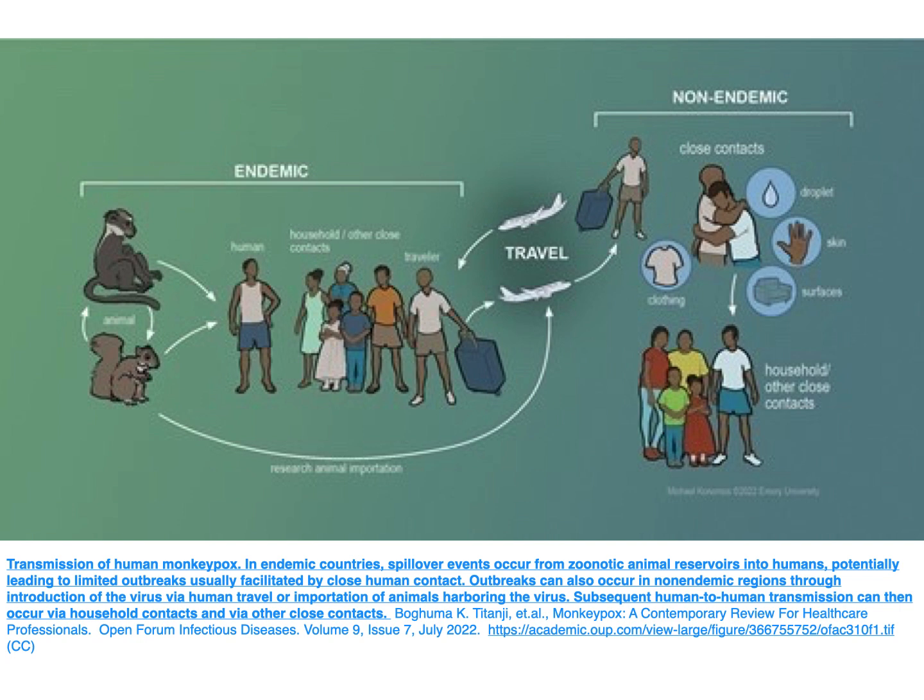Transmission of human monkeypox. In endemic countries, spillover events occur from zoonotic animal reservoirs into humans, potentially leading to limited outbreaks, usually facilitated by close human contact. Outbreaks can also occur in non-endemic regions through introduction of the virus via human travel or importation of animals harboring the virus. Subsequent human-to-human transmission can then occur via household contacts and via other close contacts.